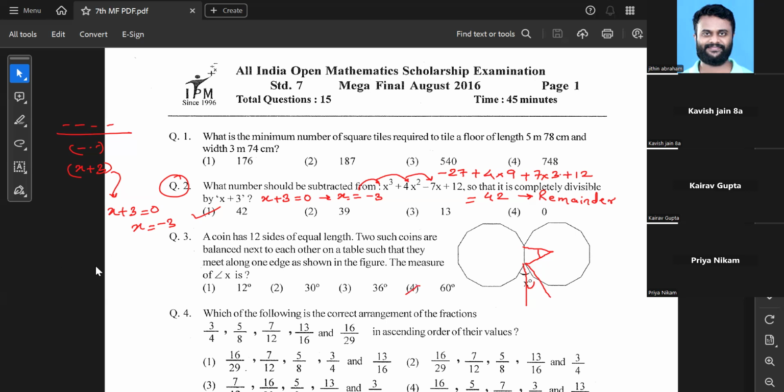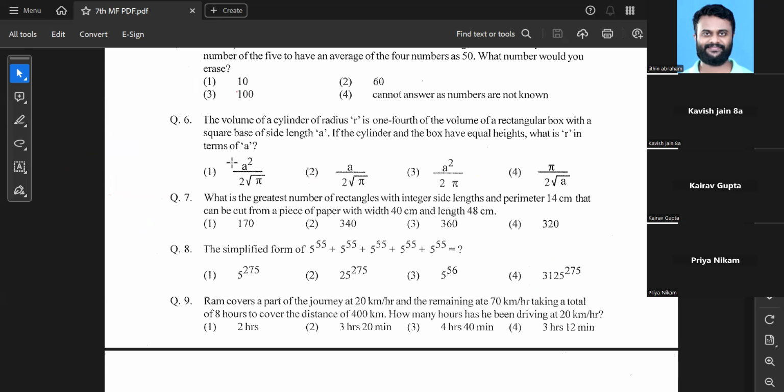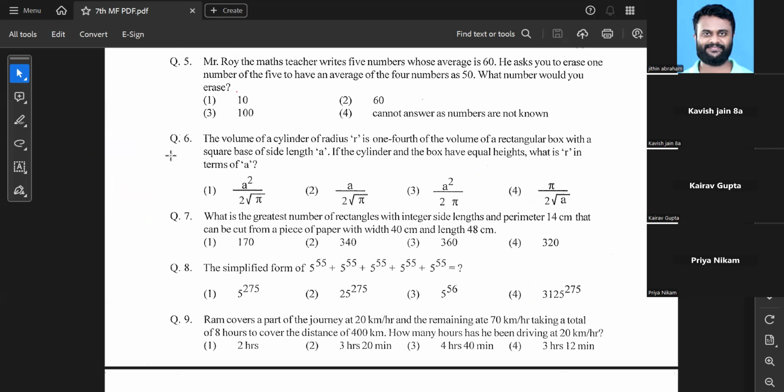The third one is homework. Going to the fourth one. Which of the following is the correct arrangement of the fractions in ascending order of their values? The fourth one is also doable for you, so it is going to be homework for you. I'm going to the fifth one.